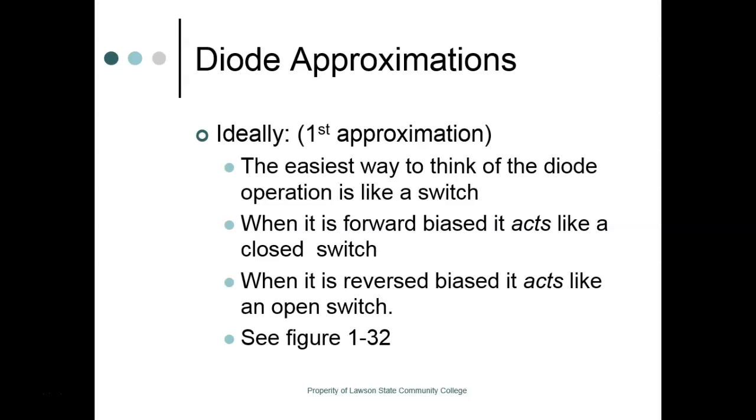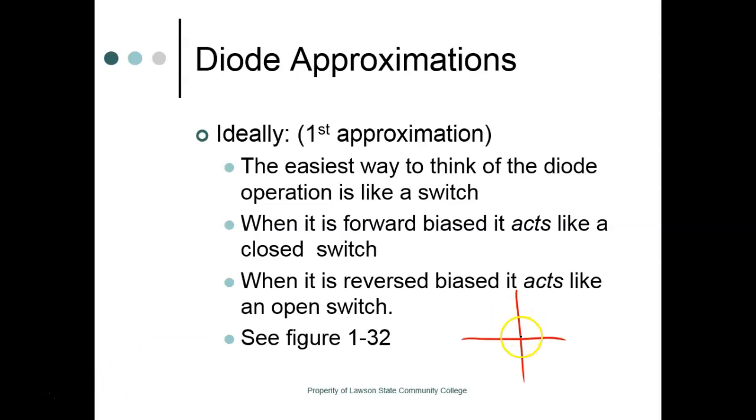Now, this is the way we're going to calculate these things. We're going to have what we call a first approximation. The easiest way to think of a diode in operation is like a switch. When it's forward biased, it acts like a closed switch. When it's reverse biased, it acts like an open switch. We call this the first approximation, which means it would create a curve like this.